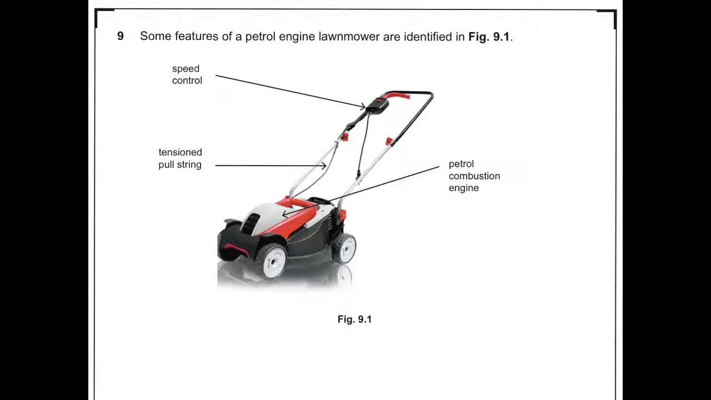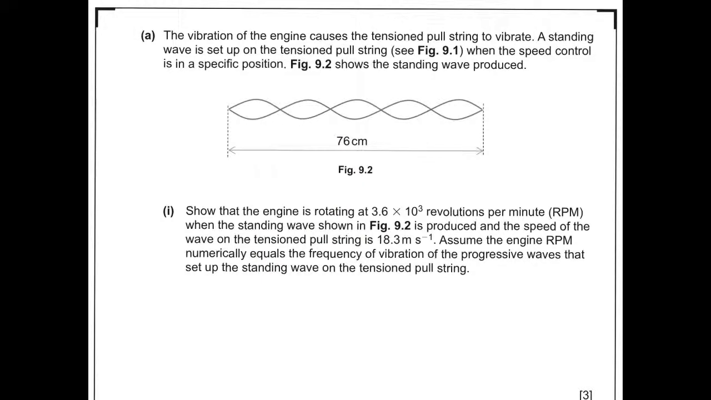We've got the speed control, the tension pull string, the petrol combustion engine. So they then talk about the pull string and a vibration on it. It says the vibration of the engine causes the tensioned pull string to vibrate. A standing wave is set up on the tension pull string, see figure 9.1, when the speed control is in a specific position. So obviously you can vary the speed of the engine, and at some particular engine speed, this wave that we can see here is set up on the pull string.